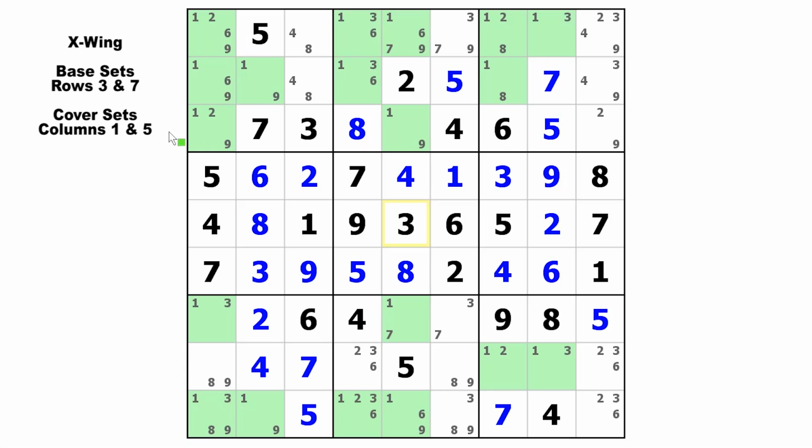And as you can see, the base sets are rows 3 and 7, and the cover sets are columns 1 and 5. The two base sets are conjugate pairs that line up in exactly 2 rows and 2 columns, forming a rectangle. And because of this configuration, we know that all the other candidate ones in the cover sets that lie outside the 4 X-wing cells must be false and can be eliminated. So all these candidate ones are false. Let's color them red, like this.